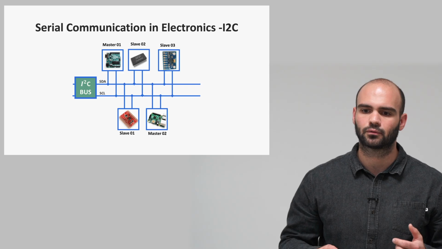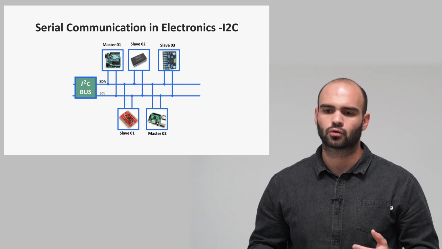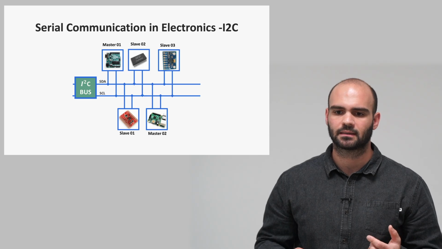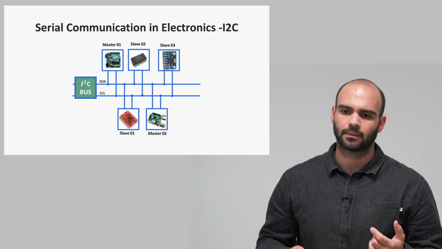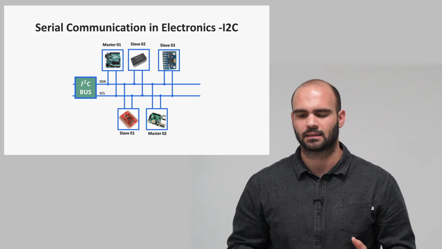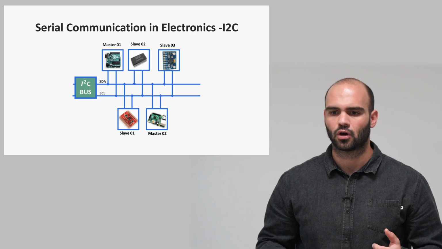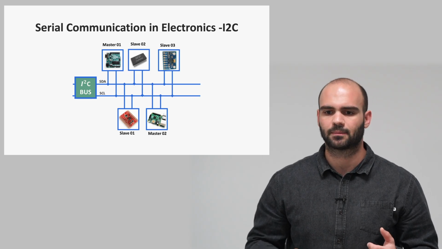In this example, we have two masters and three slave devices. This setup shows one of I2C's biggest advantages, that you can connect many devices using just two wires, keeping the wiring simple and organized. This makes I2C ideal for systems like robotics or sensors on a microcontroller board, where space and simplicity are important.